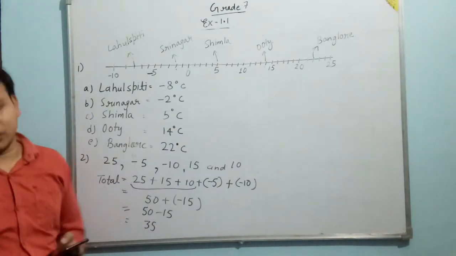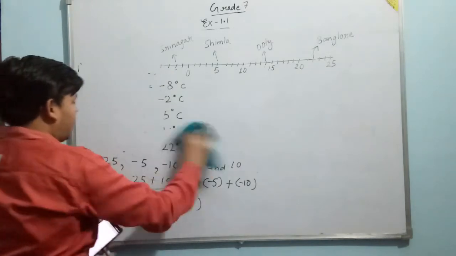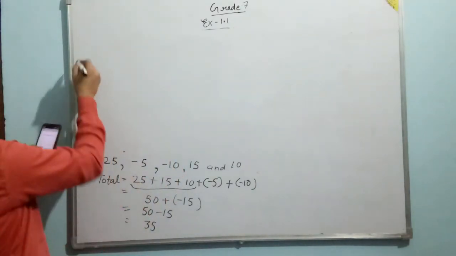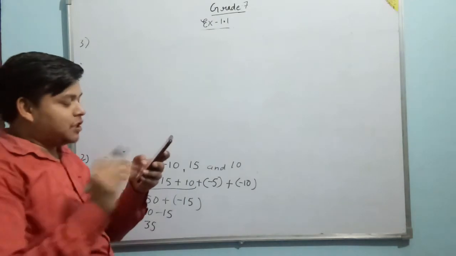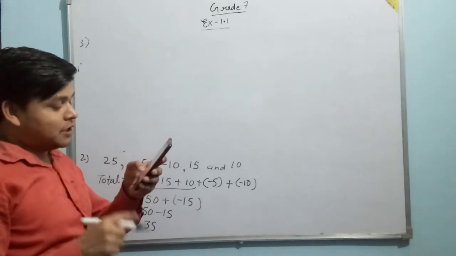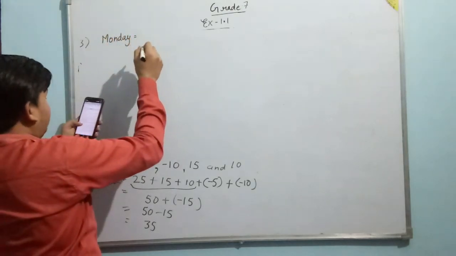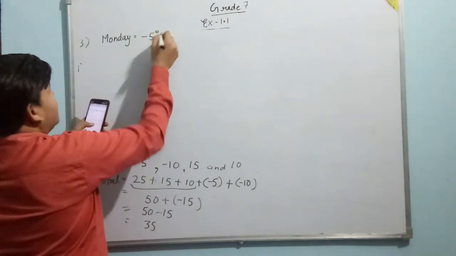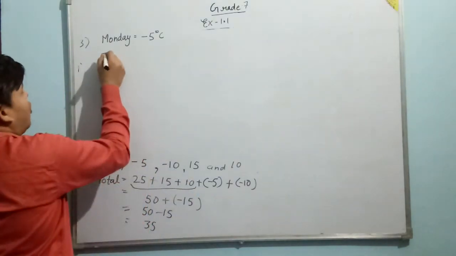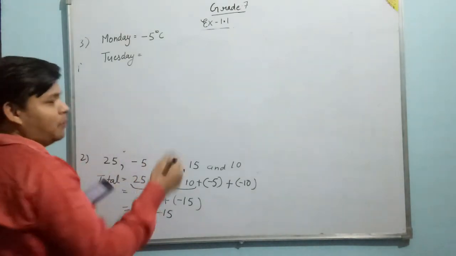I need more space, so I am erasing this. Next is question number 3. At Srinagar the temperature was minus 5 degrees Celsius on Monday, and then it dropped by 2 degrees Celsius on Tuesday. So what was the temperature on Tuesday? I am writing here that on Monday the temperature was minus 5 degrees Celsius, right? And then it dropped by 2 degrees Celsius on Tuesday. Dropped means that it has gone down.